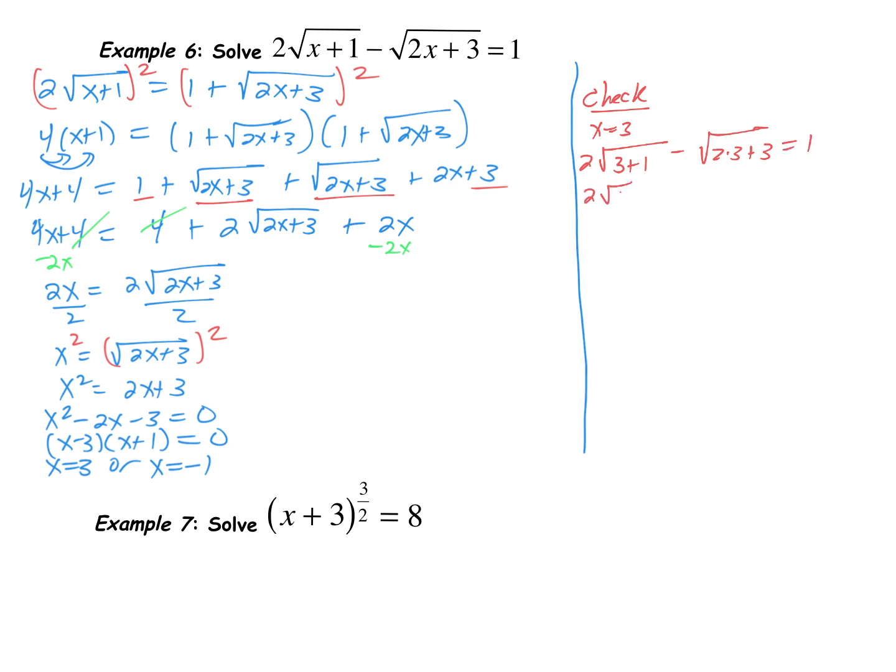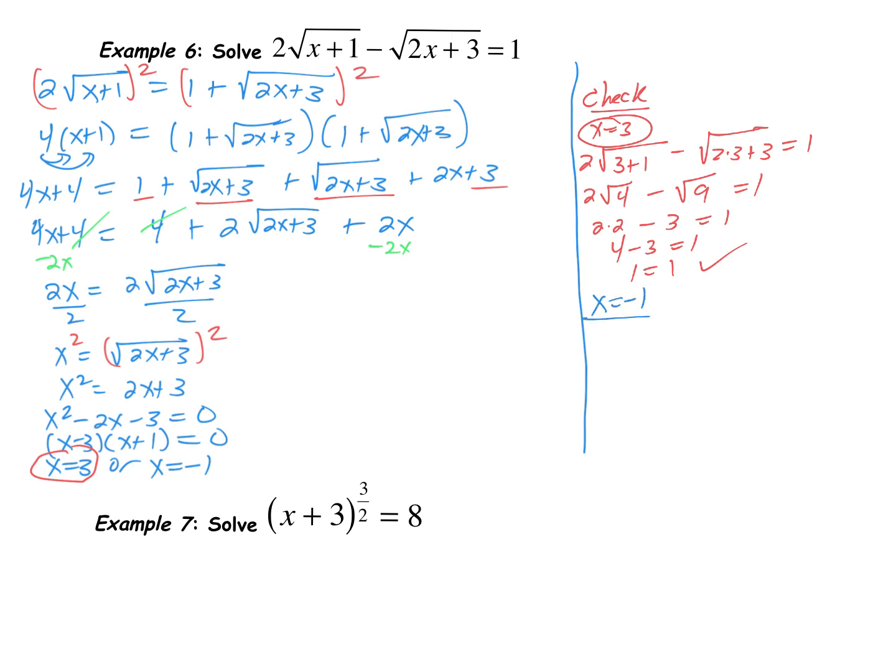So I have 2 times the square root of 4 minus the square root of 9. Is that equal to 1? So 2 times 2 minus 3. So I have 4 minus 3, and 1 equals 1. Check. So x equals 3 is a valid solution. And now we're going to check the second solution, see if it's extraneous or not.